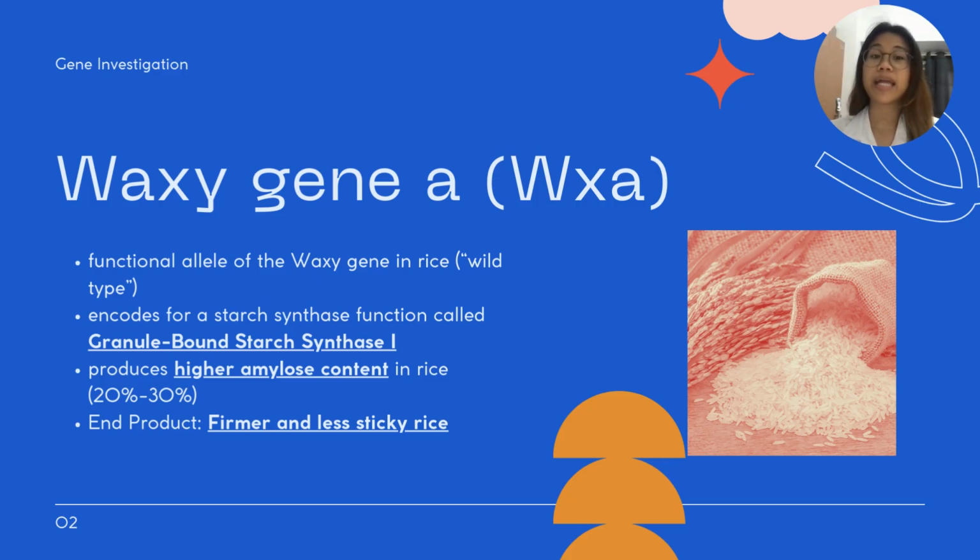The WXA allele of the waxy gene produces higher granule-bound starch synthase 1 or GBSSI enzyme activity, which increases the synthesis of amylose in the rice endosperm, usually around 20 to 30%. Because of this higher amylose content, rice varieties carrying the WXA allele have a firmer, less sticky texture after cooking.